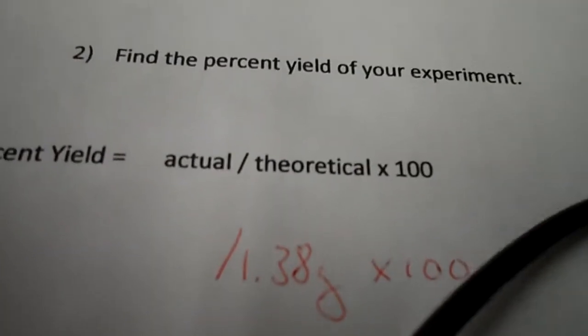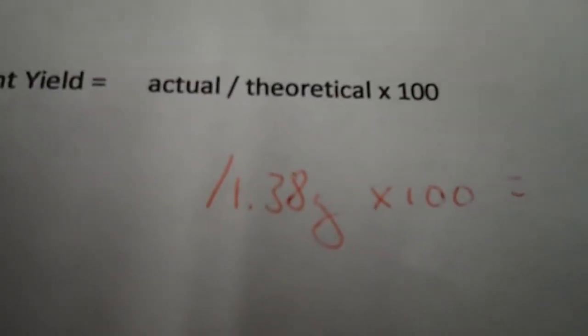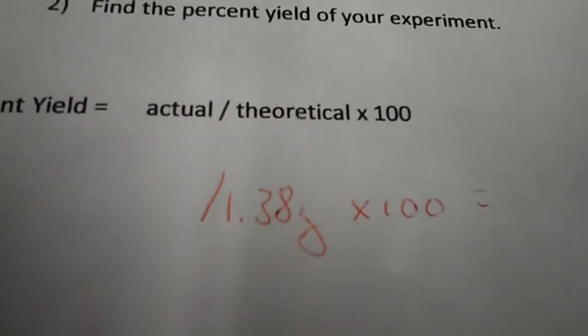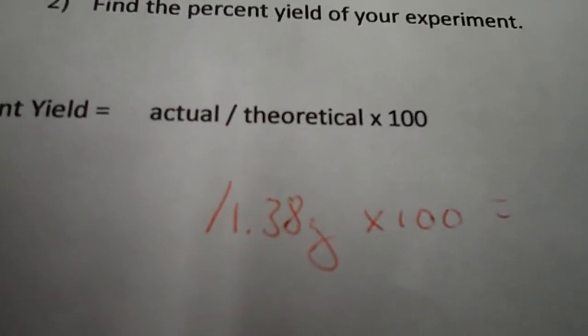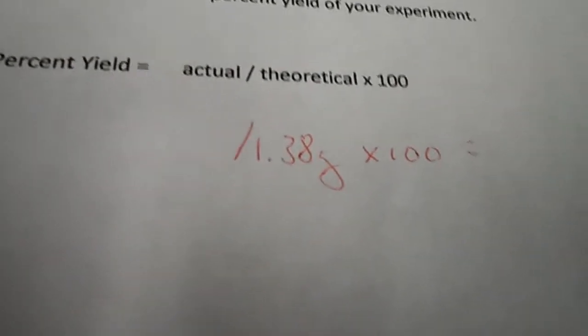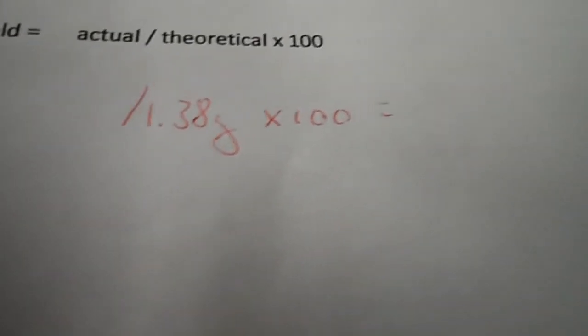So here's the deal. If your value is over 1.38 grams, it means you didn't dry it enough and you have too much water in your product. So we'll see. What is the percent yield of this lab? That is your final calculation.